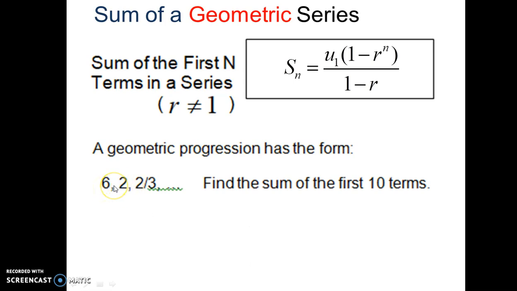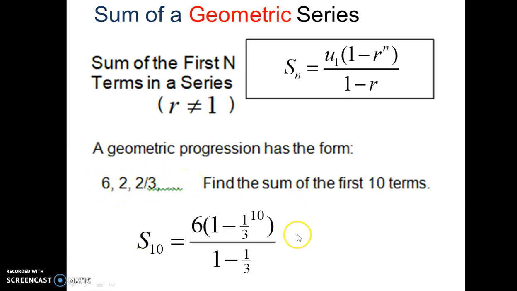2 by 6 can be reduced to 1 over 3, so 1/3. That makes sense. These are being multiplied by 1/3 as you go here. So here's our sum formula. Sum of the first 10. Here's our first value, our first term, 6. Then you always have a 1 here. 1 minus the R value, 1/3 in this case, to the 10th power, because we use the n. And then on the bottom, 1 minus 1/3.